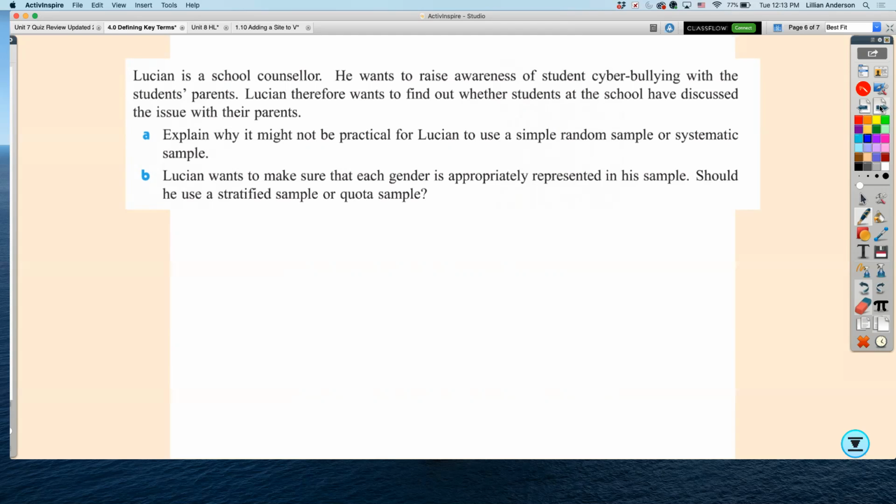Very good. Why wouldn't systematic work? What's another reason why systematic or simple would not work? Because there's more than just one correct answer here. This is where that whole explanation comes in about why a particular process might not be the best thing to do. What would be another reason why simple random or systematic might not work to collect information about student cyberbullying? Students might not all have parents.